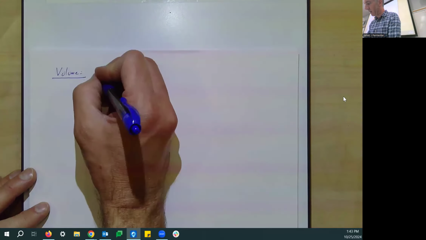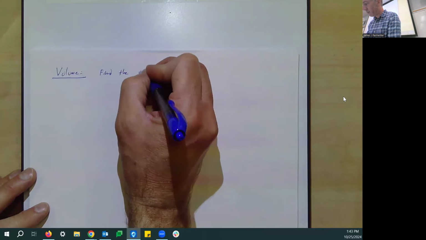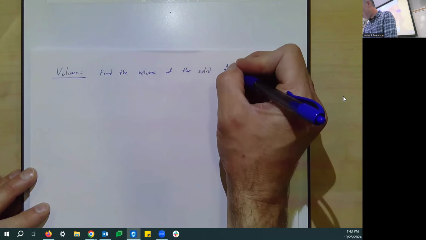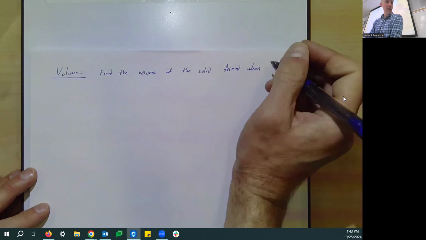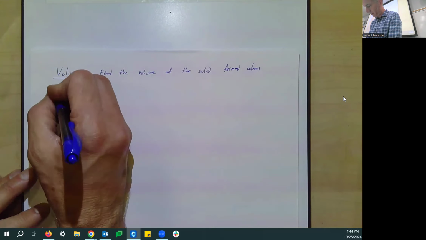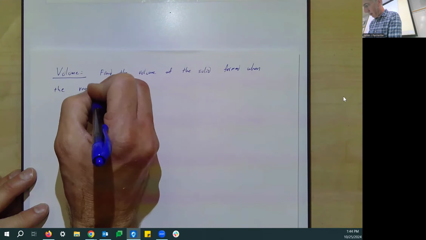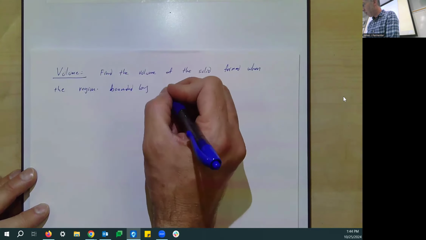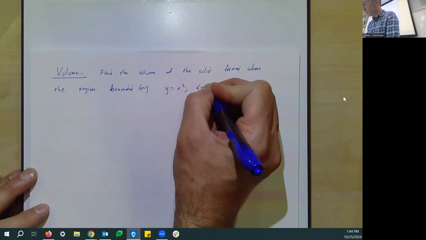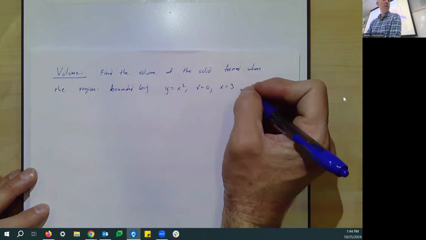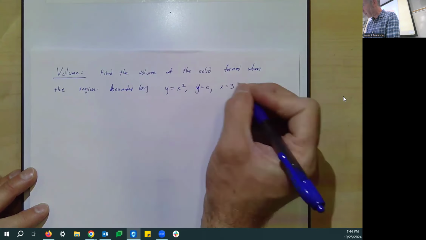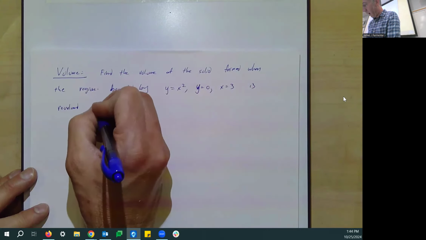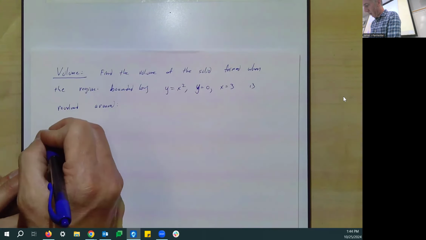So we're going to start off by finding the volume of the solid formed when rotating, or I should say when the region bounded by, I'm going to pick slightly different numbers here, y equals x squared, y equals 0, and x equals 3. Sorry, y equals 0, not x equals 0. Apologies. Is revolved around, we'll start with the typical x-axis.